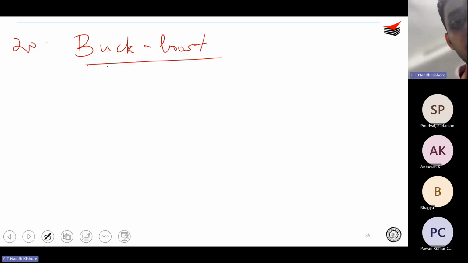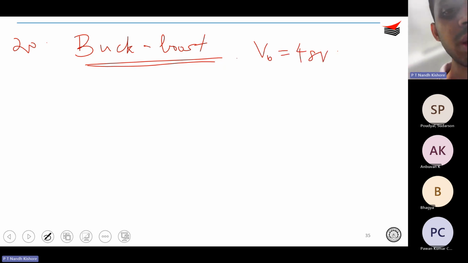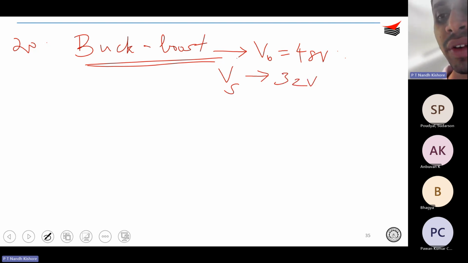So you have your buck boost converter. It's a buck boost converter problem. The output voltage is maintained constant at 48 volts. So it's a battery charging problem. You have a buck boost converter which is charging a battery, and the battery voltage is maintained at 48 volts. The input voltage is also obtained from a battery. The input voltage varies anywhere between 32 volts to 72 volts.